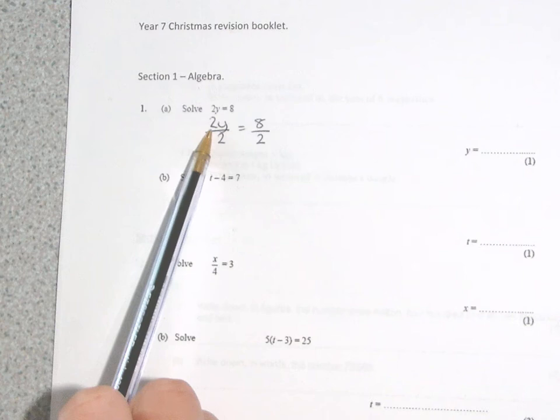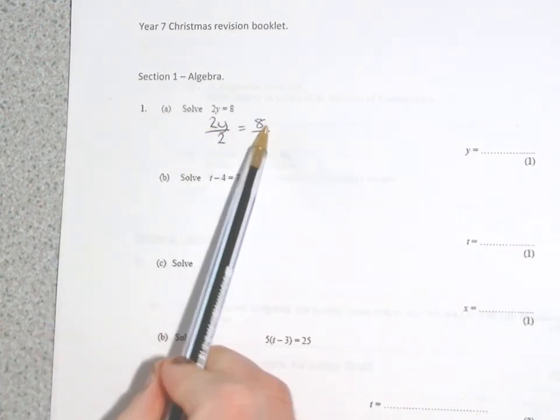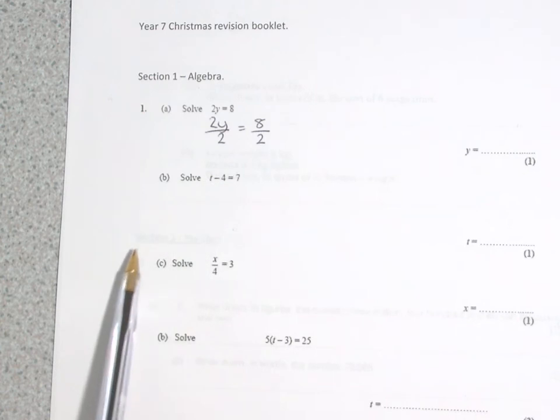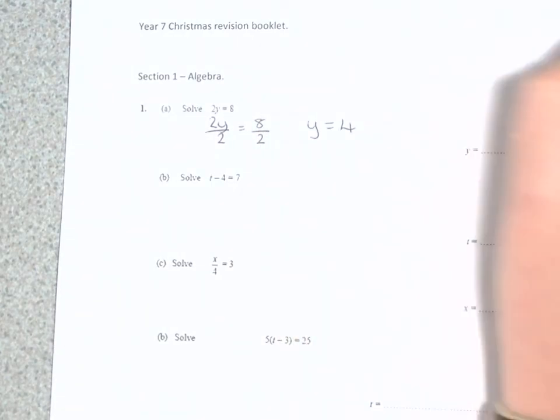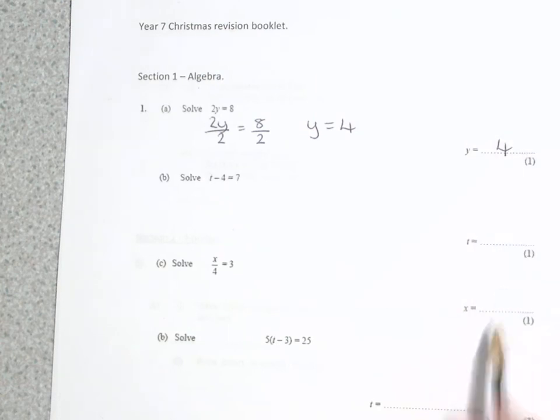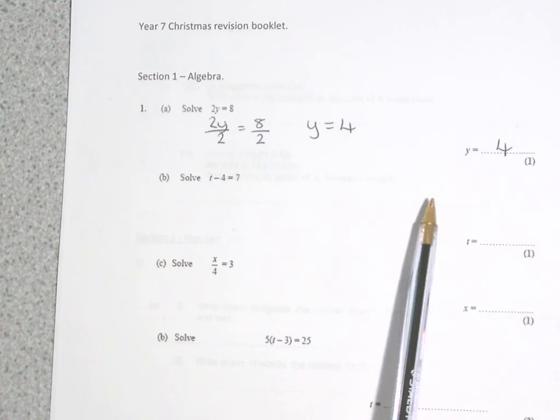Now I can simplify this because 2 divided by 2 is 1 and 8 divided by 2 is 4. So we get that y equals 4. Let me write that in on the solution, and then we would get 1 mark for that question.